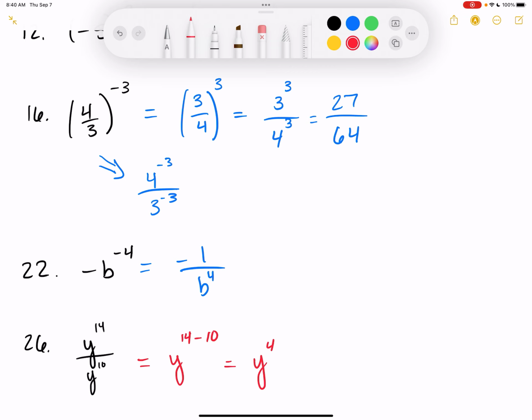I don't know why this isn't staying focused today. A little better.